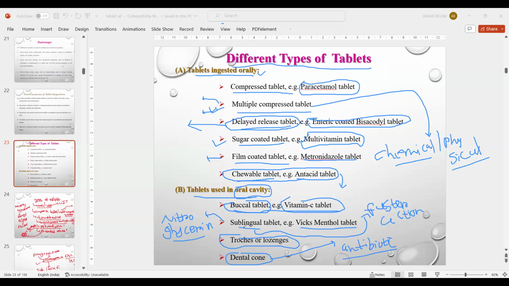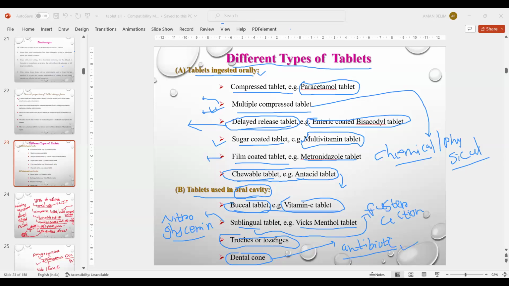Okay, metabolized by liver. Yes, when you take orally, it is metabolized by liver. That is first pass metabolism before entering into the systemic circulation. First, it will go into the liver and be metabolized by liver. That is first pass metabolism. Okay. Let's come back here. In case of dental cone, it is used mostly for the antibiotics.